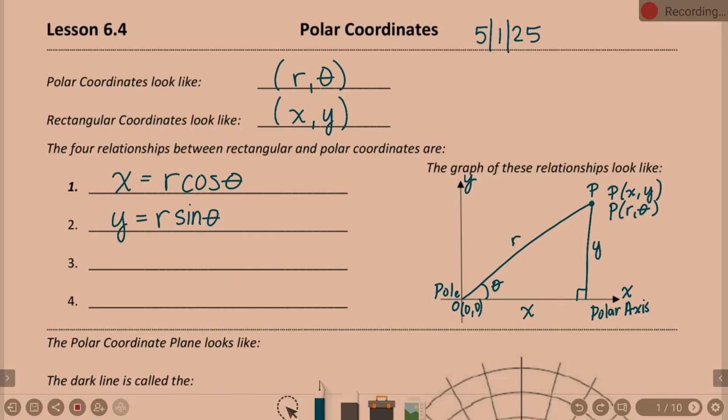We can also talk about tangent. This one I don't have multiplied out, but tangent of theta is equal to what? Opposite over adjacent, or y over x. And finally, the fourth part is looking at the triangle in general. You guys can finish my sentence. x squared plus y squared is equal to r squared.